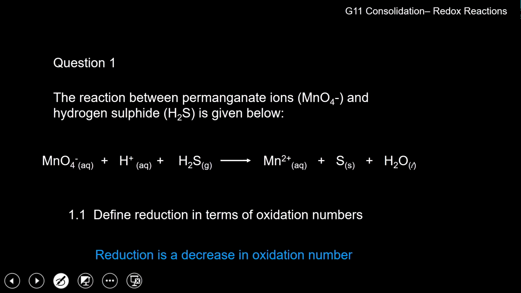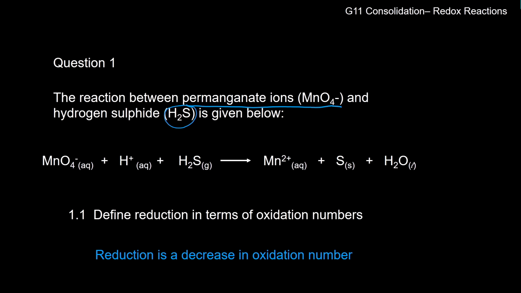So we're going to go through another question, and we can get used to working out the oxidation numbers, and from there finding the oxidation half reaction, the reduction half reaction, and putting them together in a balanced equation. So the first question I have for you is the reaction between permanganate ion, there we go, there's the permanganate ion, and hydrogen sulfide is here.